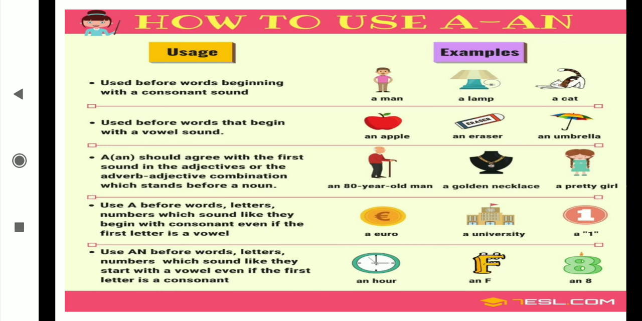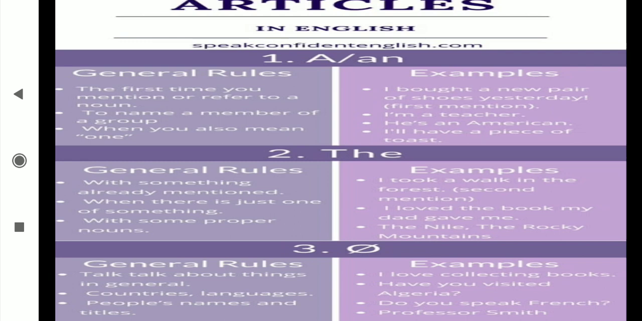Now see the use of "the", "a" and "an", all three. General use: the first time you mention or refer to a noun, to name members of a group, or when you also mean "one". I bought a new pair. I am a teacher. He is an American. I will have a piece.